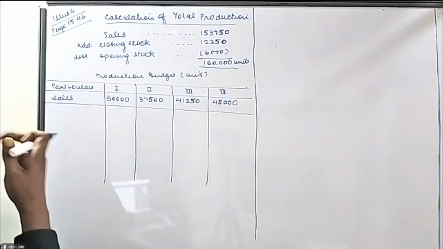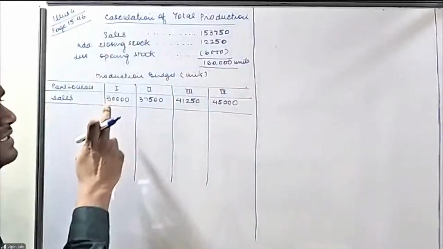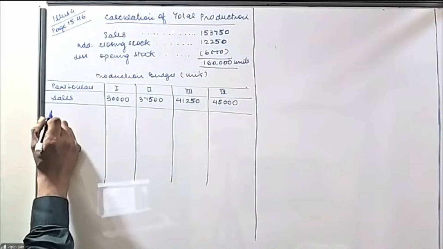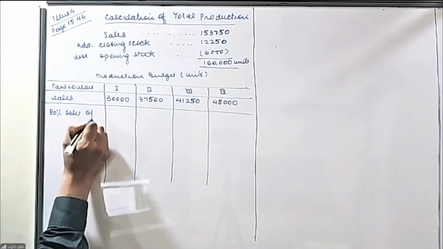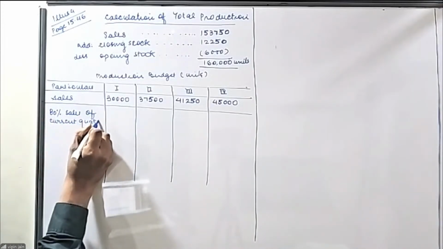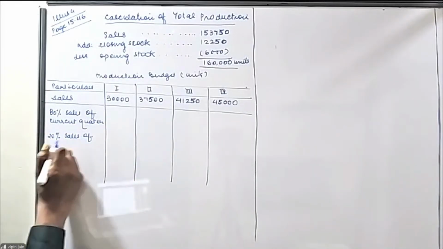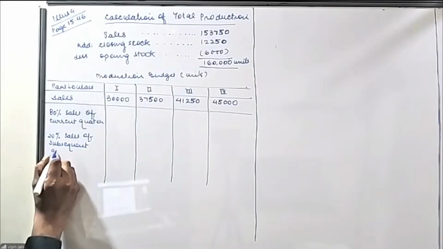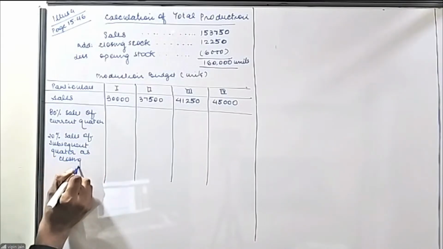So it is given in the question how much we manufacture in a quarter. Very simple. 80% of the sales of the current quarter and 20% sales of the subsequent quarter as closing stock.